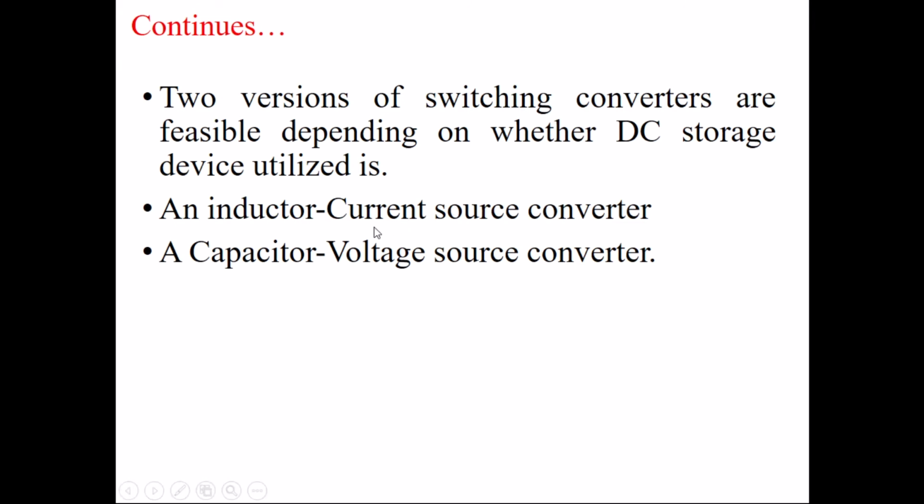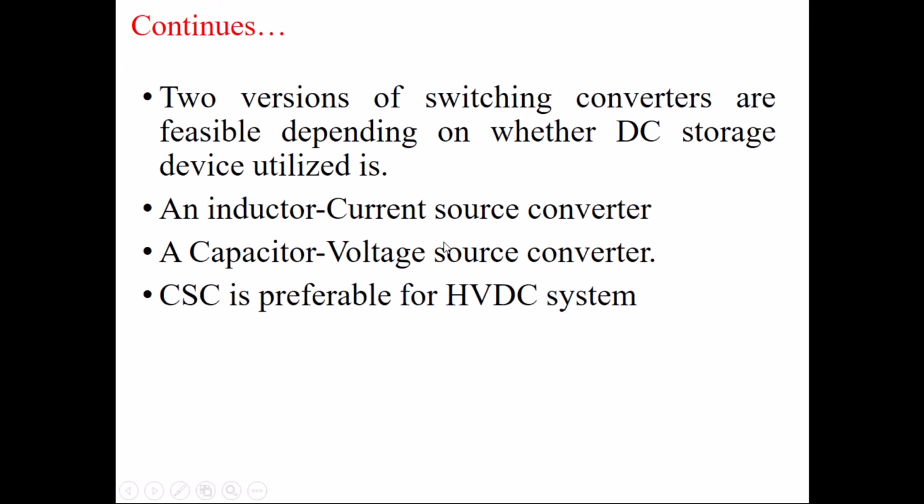In the current source converter, we use an inductor in series with the supply to make the current constant. That's why it is called a current source converter. In the voltage source converter, we use a capacitor in series with the supply to maintain constant voltage at the supply side. That's why it is called a voltage source converter.